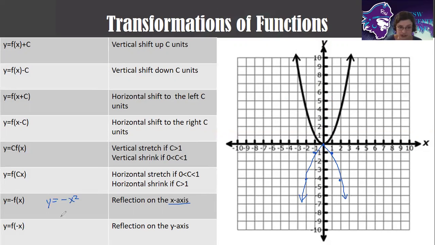In other functions, if your parent function was, let's say, the square root of x, then having the interior value be a negative x would be an example of reflecting on the y-axis. So if your negative sign is interior to the function next to your variable, you're reflecting on the y-axis. Whereas if your negative sign is exterior to the function, then you're reflecting on the x-axis.